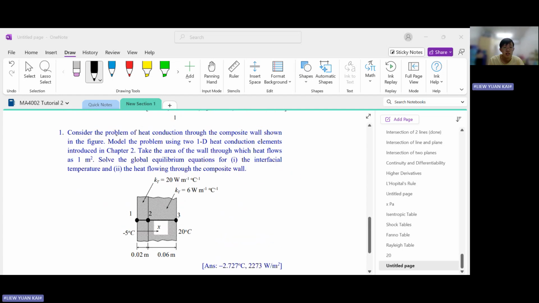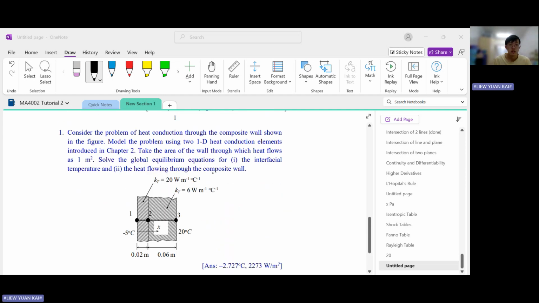So for question 1, consider the problem of heat conduction through the composite wall shown. Model the problem using two one-dimensional heat conduction elements introduced in chapter 2. Take the area to be 1 meter squared and solve the global equilibrium equation for the interfacial temperature, which is T2, and heat flowing through the composite wall.